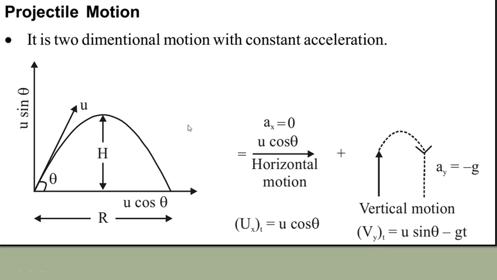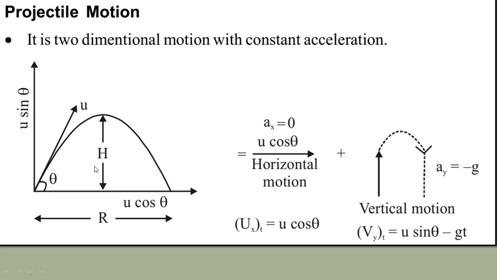Now projectile motion. Projectile motion is two-dimensional motion with constant acceleration. On the x-axis we take u cos theta, on the y-axis we take u sin theta. These are the components of velocity. If we throw the object in this fashion with initial velocity u, it will reach a maximum height capital H and then come down to the earth. This is the angle theta with which we have thrown the object with initial velocity u.